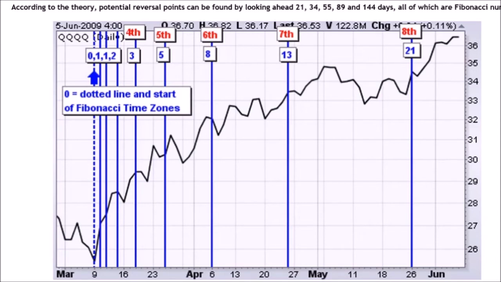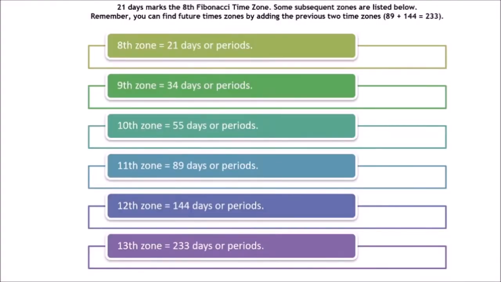According to the theory, potential reversal points can be found by looking ahead 21, 34, 55, 89 and 144 days, all of which are Fibonacci numbers. 21 days marks the 8th Fibonacci time zone. Some subsequent zones are listed as follows.